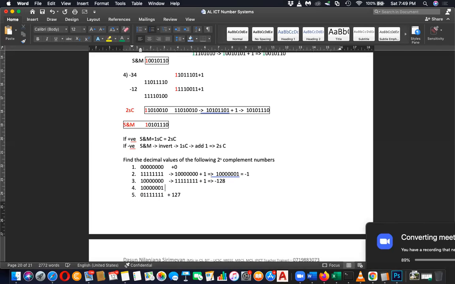And this one, you invert. When you invert, you'll get 1, 1, 1, 1, 1, 1, 1, 0. Then add 1. When you add 1, it will become 1, 1, 1, 1, 1, 1, 1, 1. So this is equal to minus 127.